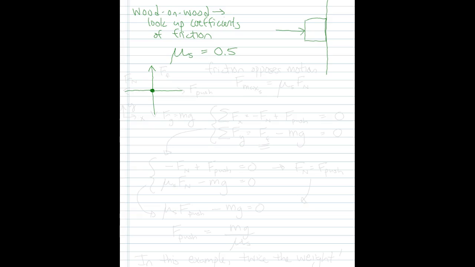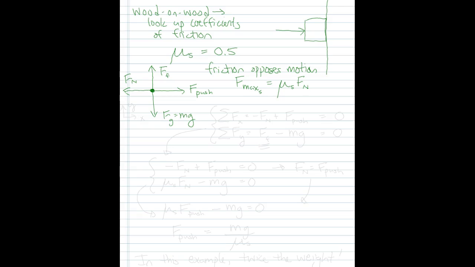We draw a free body diagram for the block. The normal force due to the wall points this way, and your push is this way. Gravity goes down, of course, and the force due to friction is going to go up. Now remember, the force due to friction opposes motion, and the maximum for static friction is this coefficient times the normal force.